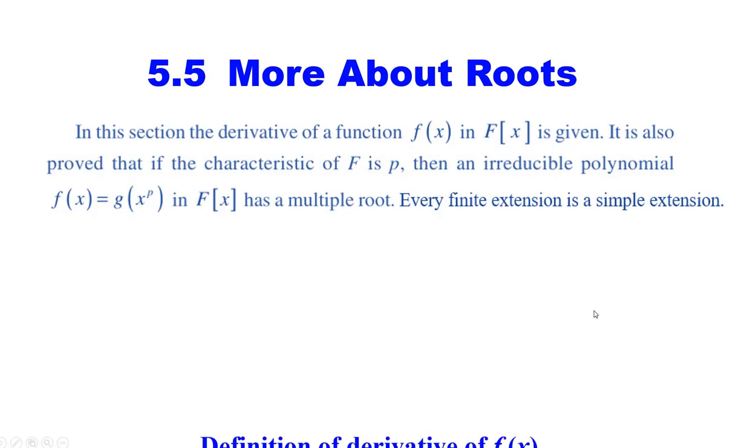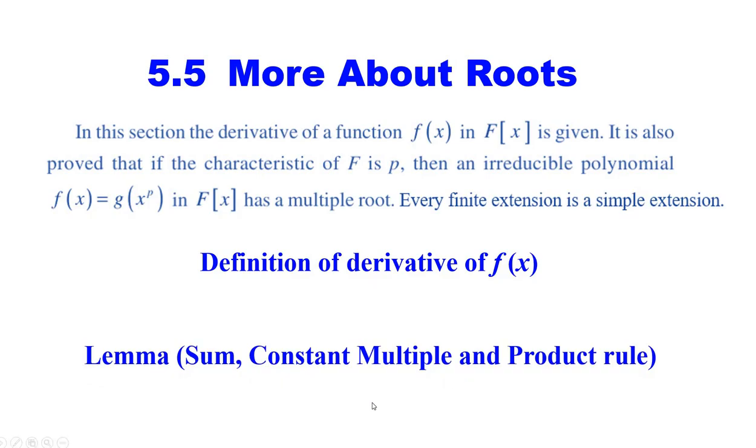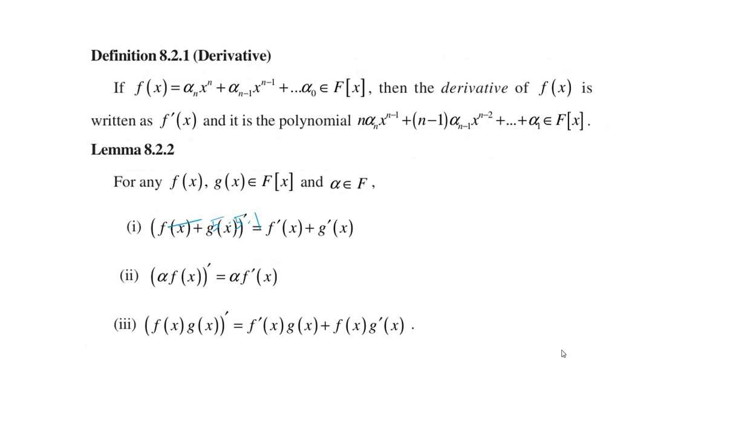But in this video we are going to just have the definition of the derivative of a function f of x over F, and we are going to have a lemma which proves the sum rule, constant multiple rule, and product rule, given two functions f of x and g of x in F[x]. So first we have the definition of derivative. If we are given f of x to be this polynomial, then the derivative of f of x is written as f dash of x, and it is the polynomial.